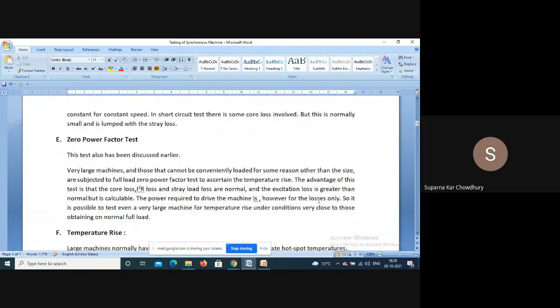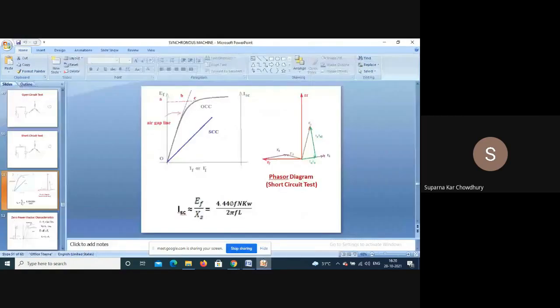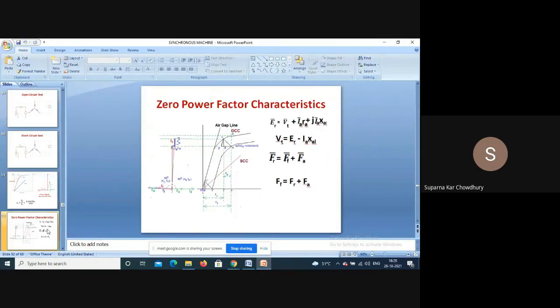The next one is the zero power factor test. This also we have discussed earlier. Now for the zero power factor test, what is done? The machine is run at synchronous speed by the prime mover, and it is connected to a zero power factor variable load. Now the load and the excitation are adjusted so that the circulating zero power factor current is constant.